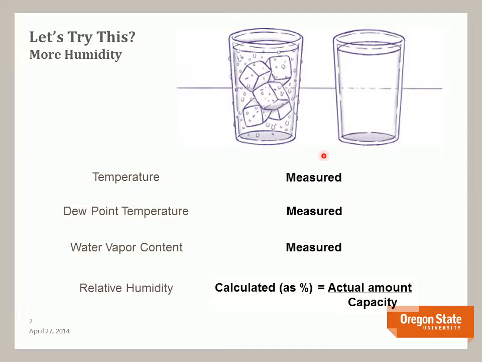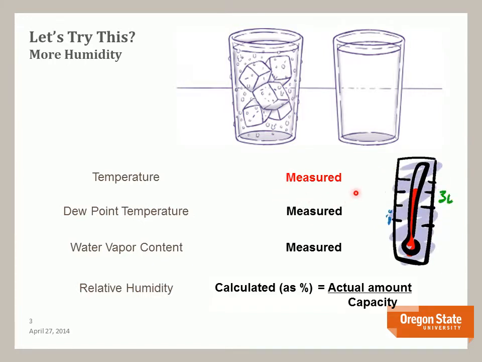So we measure the temperature, we measure the dew point, we measure the water vapor content of the air, and we calculate the relative humidity as a percent by taking the actual amount of the water vapor, whether it's measured in the mixing ratio or vapor pressure, divided by the capacity of the air at that temperature.